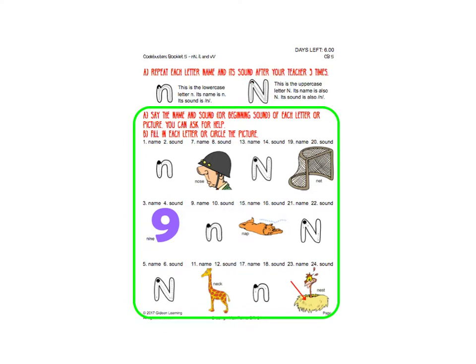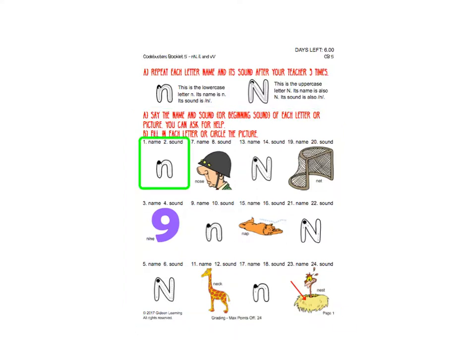Say the name and sound or beginning sound of each letter or picture. You can ask for help if you're not sure what the picture is. Fill in each letter or circle the picture. We'll start with this one. This is letter N. Its sound is N. And now we can write our lowercase letter n.